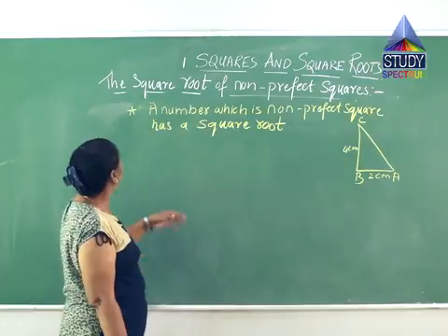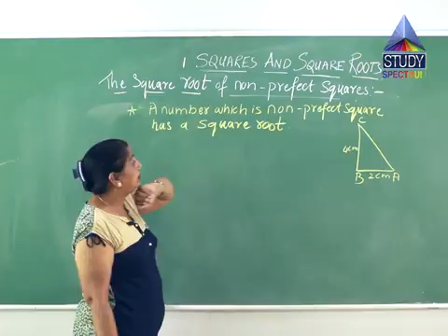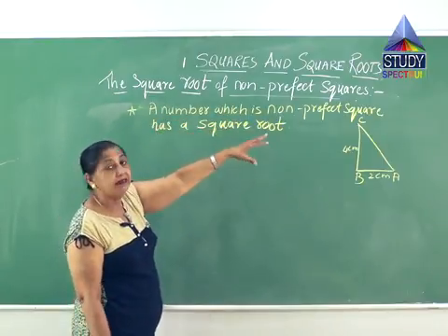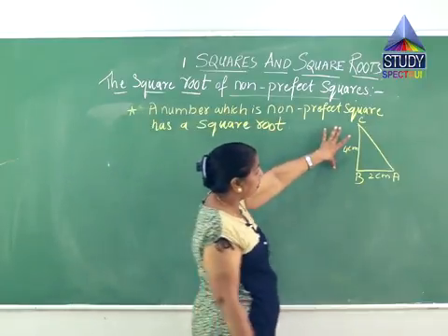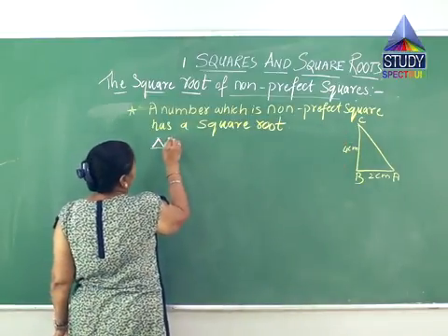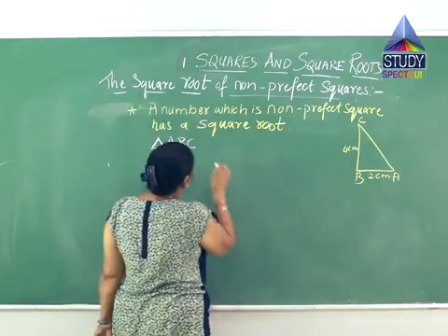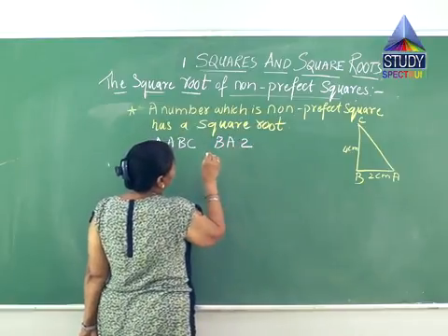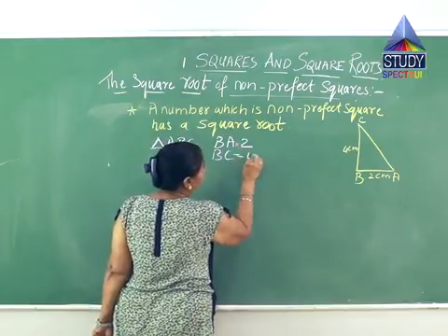Okay children, now as we have learned the square root of a non-perfect square by the division method, now let me explain that this non-perfect square also has its square root, by this example which is given in your book. Here the triangle ABC is given, and in that the length AB, or BA, is given as 2 and BC is given as 4 centimeters.